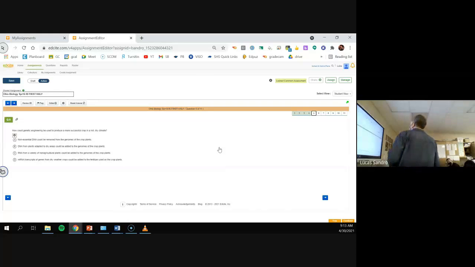Okay? So how could genetic engineering be used to produce a more successful crop in a hot, dry climate? A, non-essential DNA can be removed from the genomes of the crop plants. Does that help anything? I don't think so. B, DNA from plants adapted to dry areas could be added to the genomes of the crop plants. Does that sound right? Maybe. It's not specific enough for me. I mean, shouldn't it be DNA that we know helps them be adapted? But I guess it sort of sounds right.